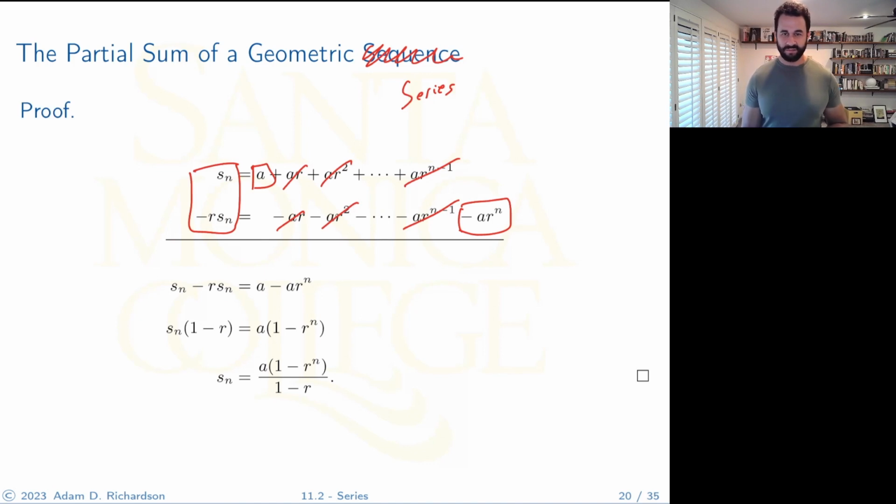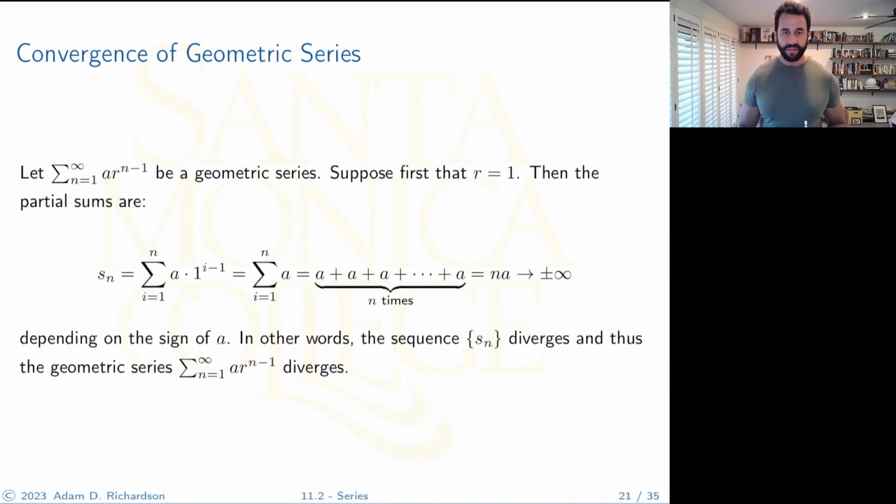Partial sum of a geometric series. There we go. Well, I guess you could still call it a sequence, because you're just adding up the things. I'll change it to series so it's not so confusing. Okay, all right, so now let's look at the convergence of these series.